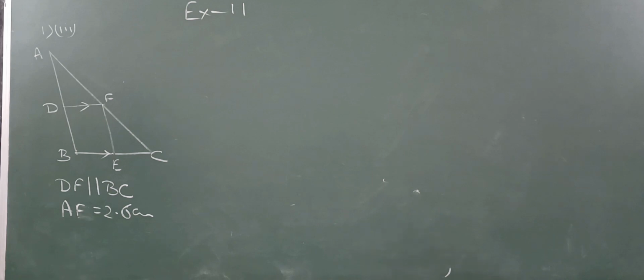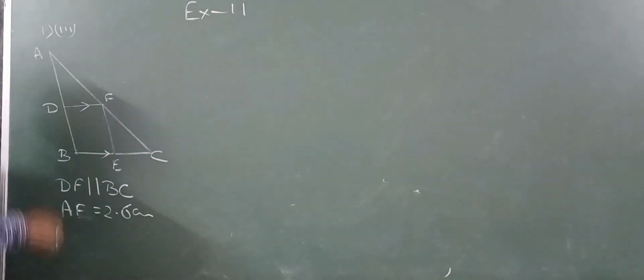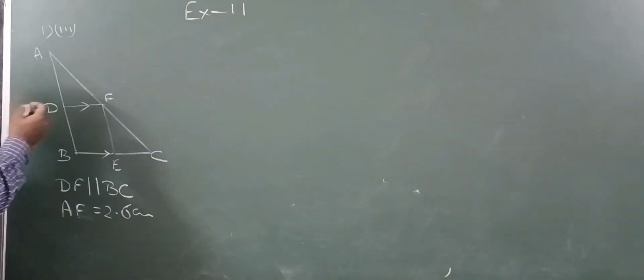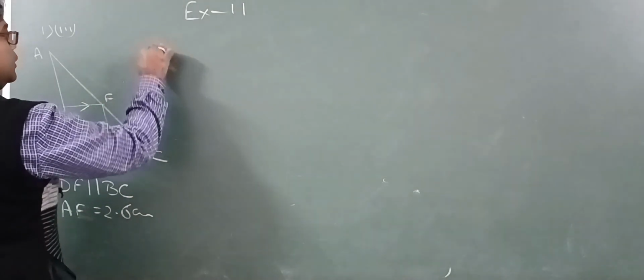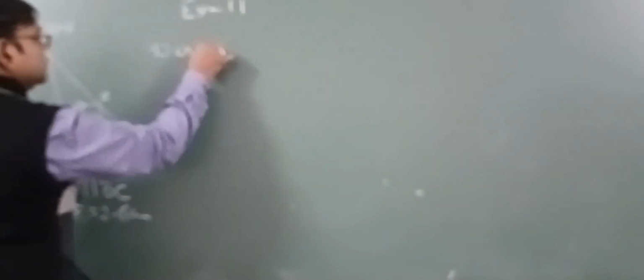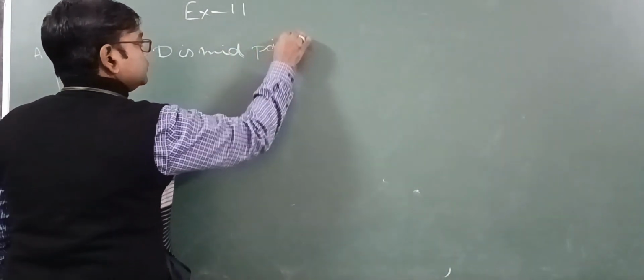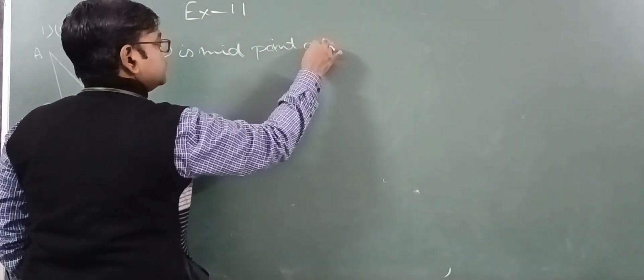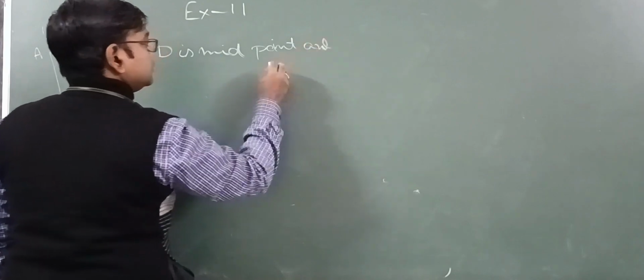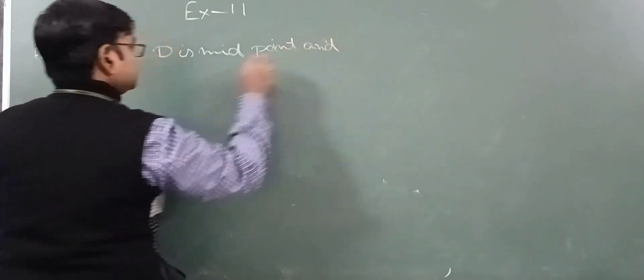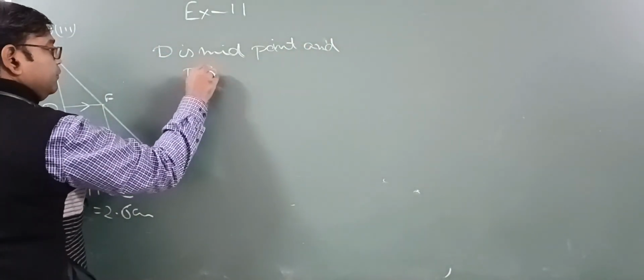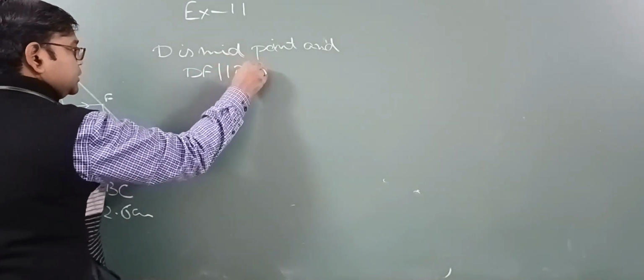So we'll start. As we know that D is a midpoint, it's the converse of the midpoint theorem. D is the midpoint and DF is parallel to BC. It's given to you.